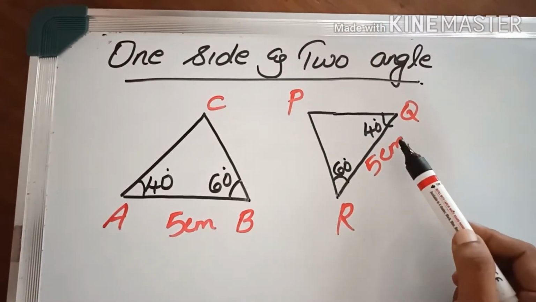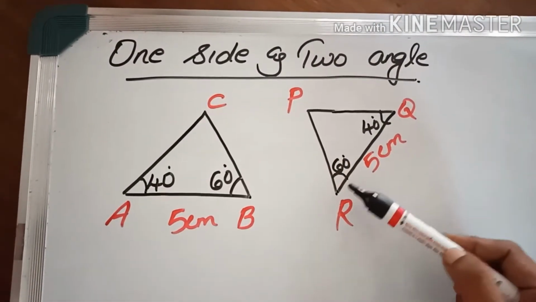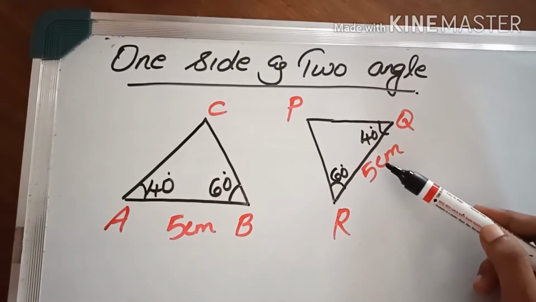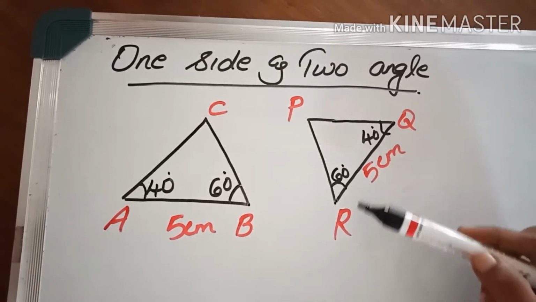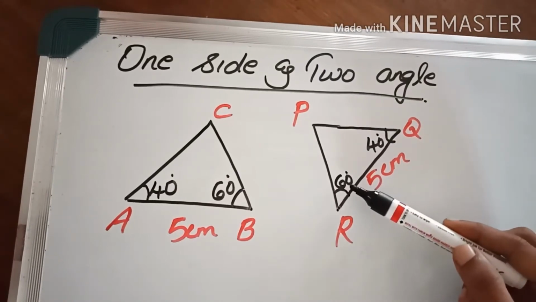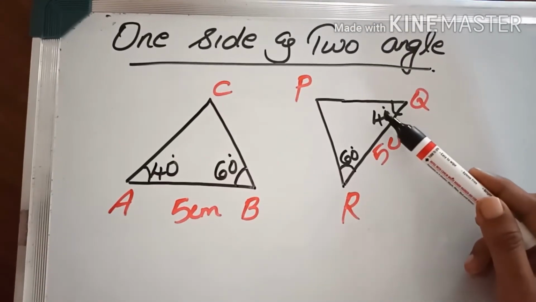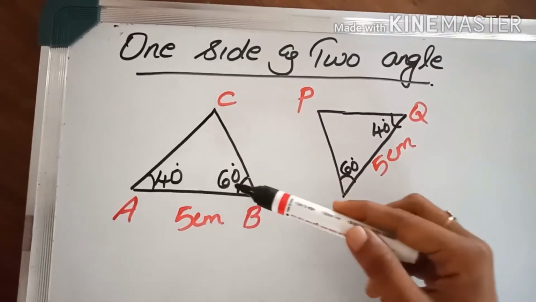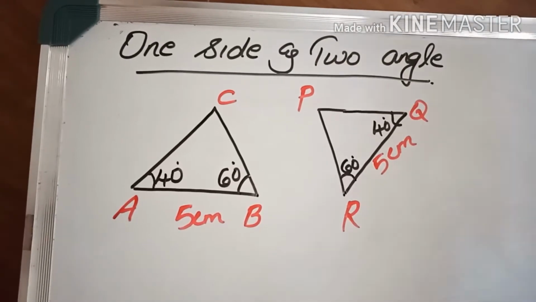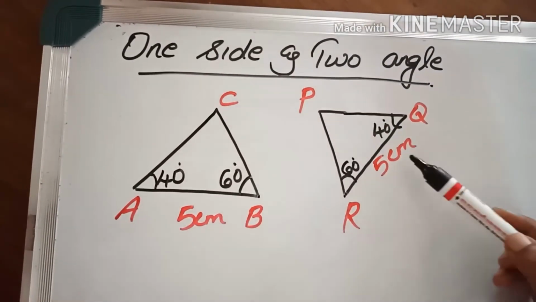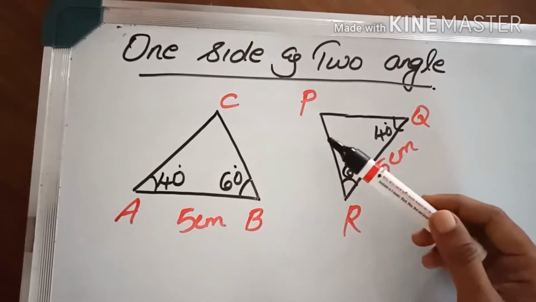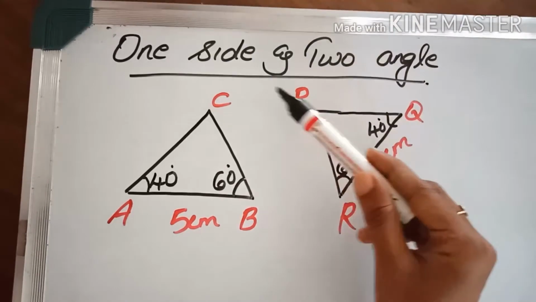Now consider the next triangle, that is PQR. Here also a 5 centimeter side is there, that is QR is 5 centimeter, and the end points of this 5 centimeter are R and Q, and the angles are also given, that is 60 degree and 40 degree. We can see that this side is common to these two angles: 5 centimeter and two angles, 5 centimeter and two angles. That means these two triangles are equal triangles by the third concept.